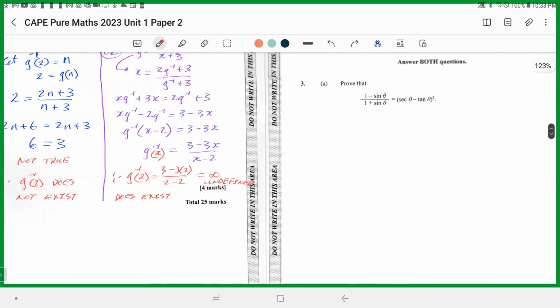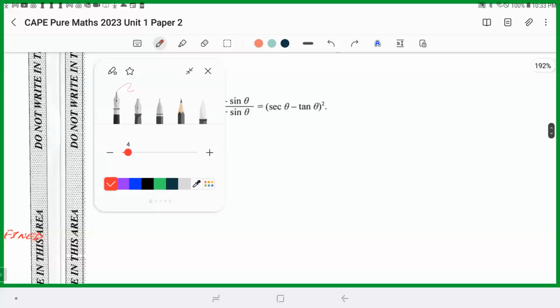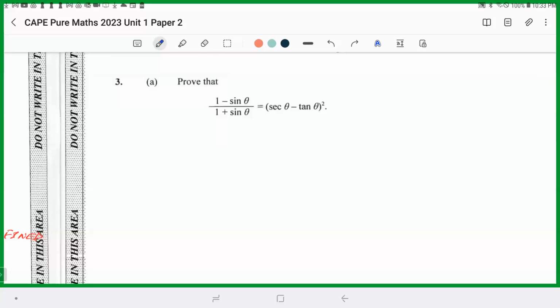So on to number 3 now, which is trigs. Trigonometry. Rather than doing this for you already, we must prove that this equals that. Alright? We have a perfect square inside here. So when you know your trig identities, these things become very easy, you know. They become very easy.